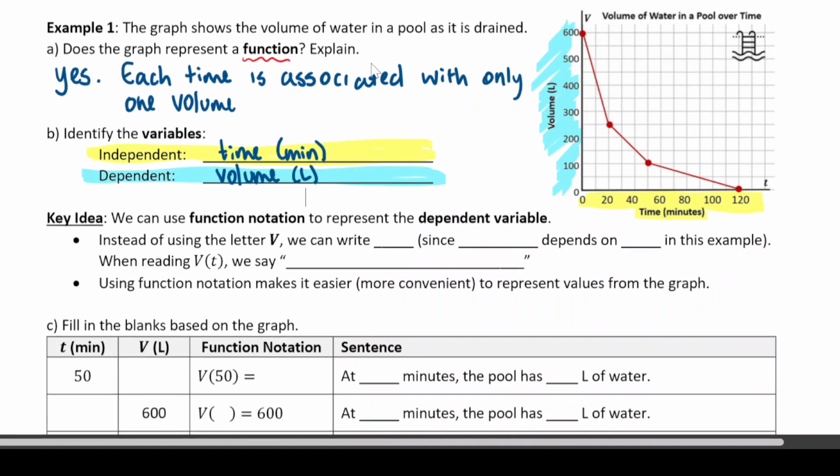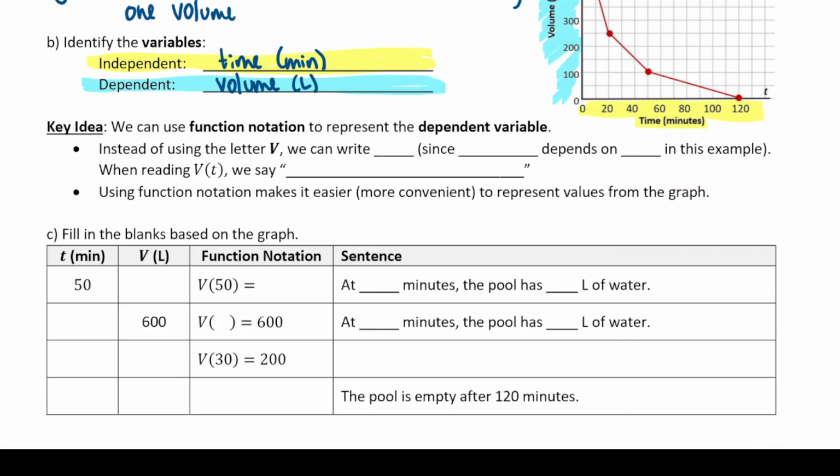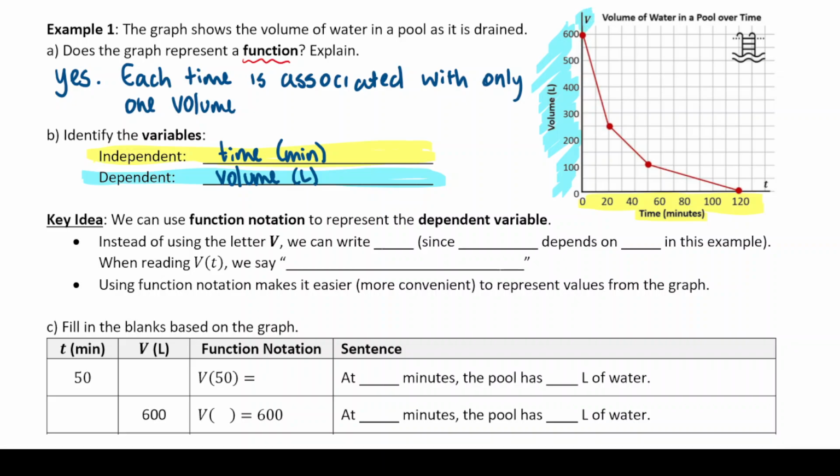Okay, so here we're going to learn something new. Key idea: often, especially when we're using an equation, we use different letters to represent these variables. In this case, we're going to use the letter V for volume, just because volume starts with V. So you'll see here a little V on the y-axis instead of a y. And same here with time, we're going to use the letter T to represent time instead of x, just because it's a little bit more descriptive. So that's what we're saying here. We're going to use the letter V for volume.